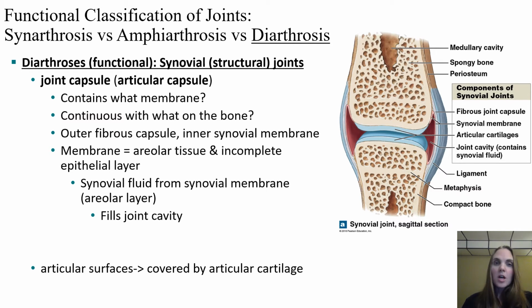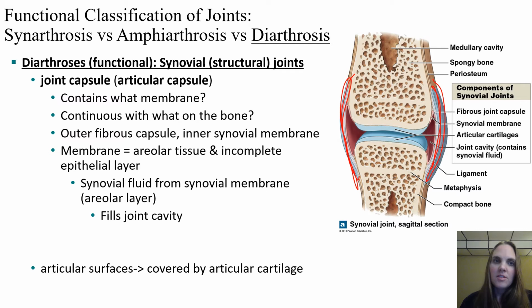So when we talk about structural categories of diarthroses, we really only have one structural category, and that's our synovial joints. The synovial joints have a joint capsule or articular capsule that surrounds the joint, and you can see that in the picture here on the right, represented in blue. So we've got this joint capsule that surrounds.